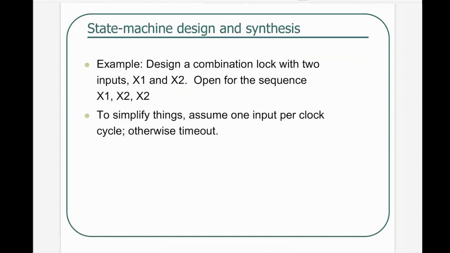So let's come back to this. The lock will open when the user inputs or presses the buttons in that particular sequence, X1 followed by X2 followed by X2. And we are going to simplify things. We are going to assume that the user can only input one input per clock cycle. If the user doesn't do that, we will time out.